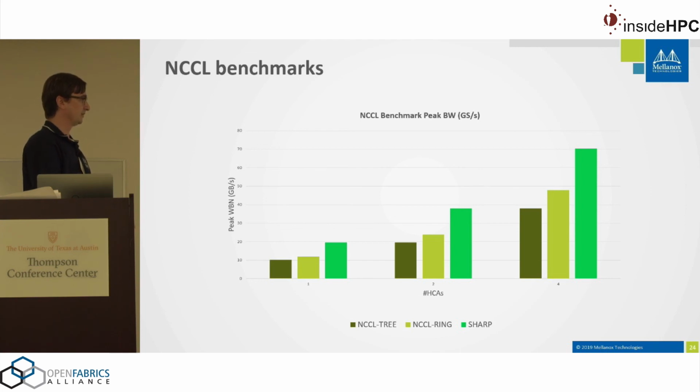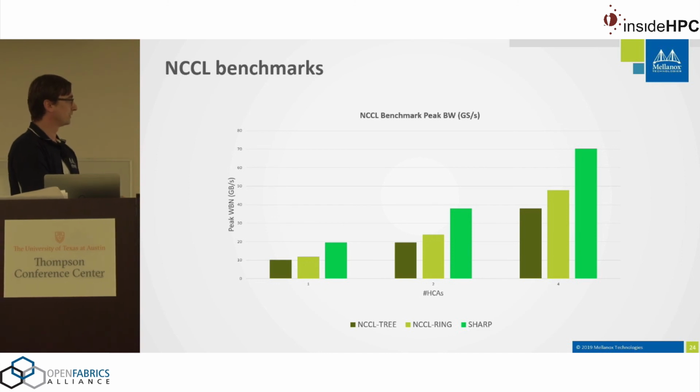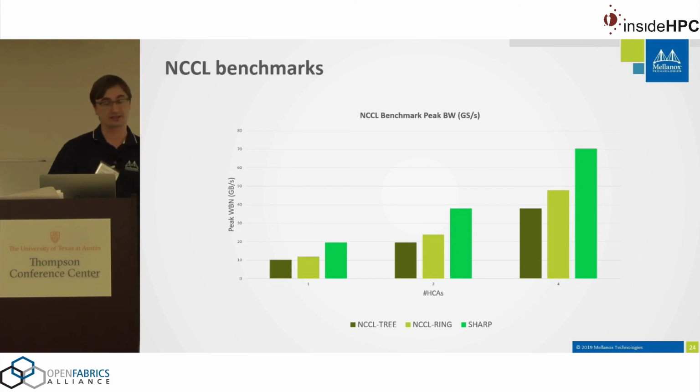What we've demonstrated is that when using Sharp combined with on-host NCCL, we can achieve almost twice the bandwidth. And this is almost close to peak bandwidth. This is a typo, I'm sorry. It's supposed to be gigabits per second. The peak, I think, is at 4 ports. This is for HDR. We can achieve about 80. With this benchmark, we measure about 70 gigabits per second.